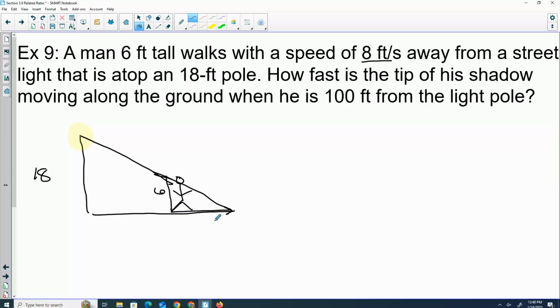All right, we have a couple issues here. My speed that I'm given is how fast he's walking away. So that means I need a variable for the distance he has walked away from the streetlight. From here to here, the distance he's walked away, I'm going to call that a variable, so maybe x. And if he is walking at 8 feet per second, that means my dx/dt is 8.